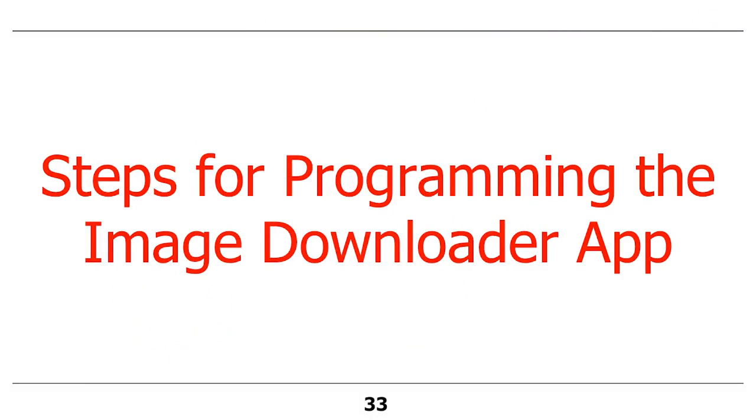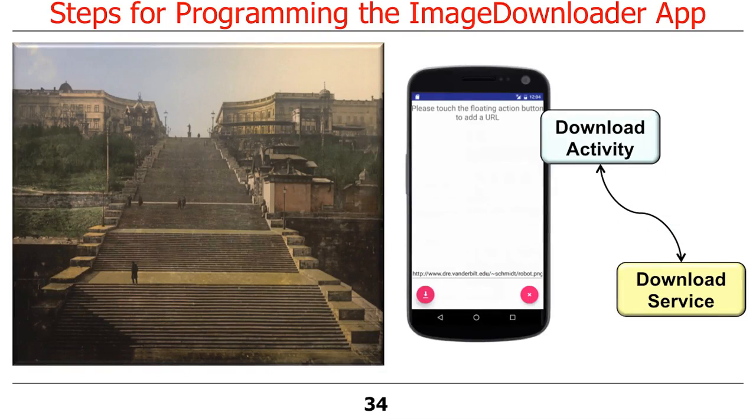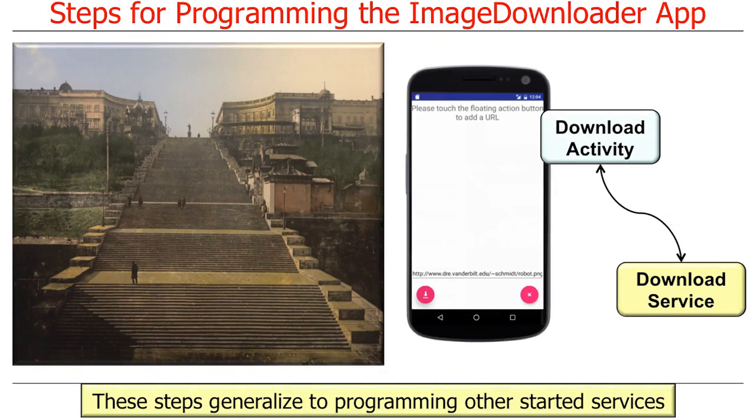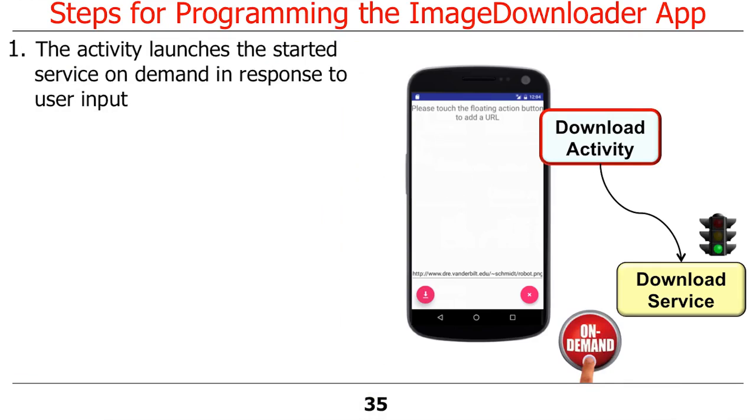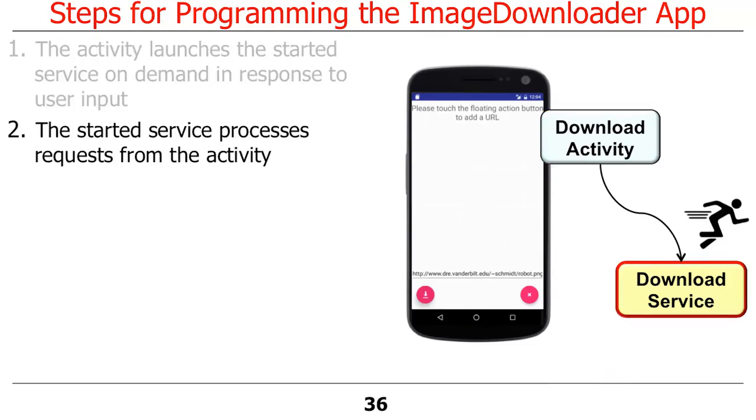Let's now talk about the steps for programming the image downloader app. There are several steps involved here. These steps generalize to programming other started services beyond the one used in the image downloader app. The first step involves the activity launching the started service on demand in response to some type of user input.